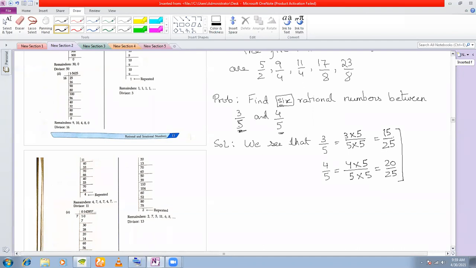Now in between these two, how many fractions can you get? You can get 16 by 25, 17 by 25, 18 by 25, 19 by 25, right? Again, you're getting only 4. That means this will also not do. That means you can try now with a 6. Okay, let's try 6 now.